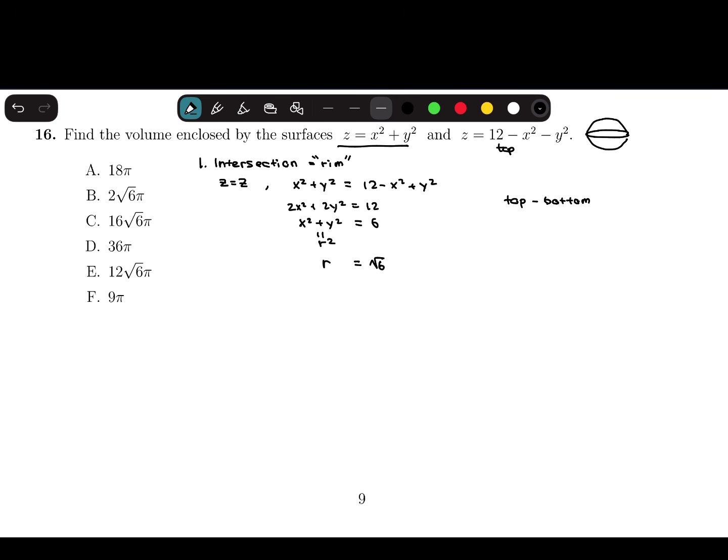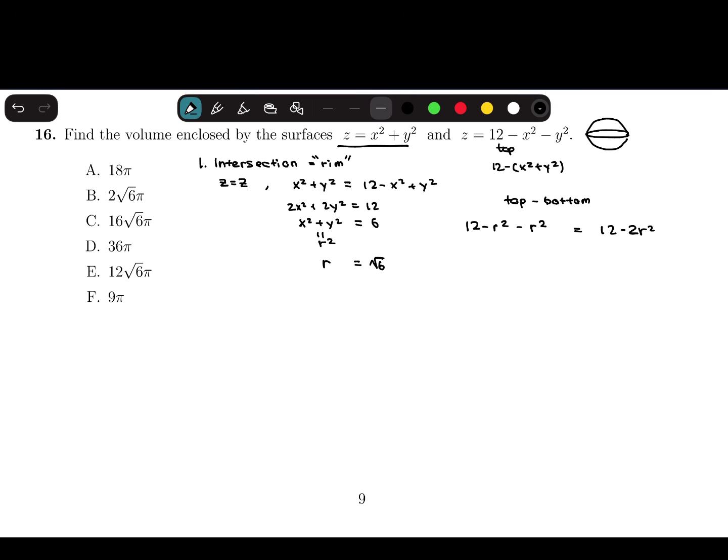In this case, our top will be 12 minus r squared, because imagine this: 12 minus x squared plus y squared. So 12 minus r squared minus just r squared again, which gets you 12 minus r squared, which just gets you 12 minus 2r squared. Sorry, I had a brain fart right there.